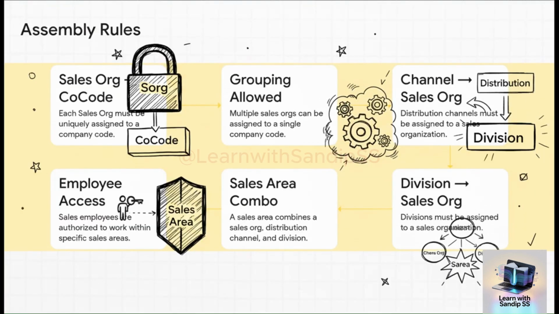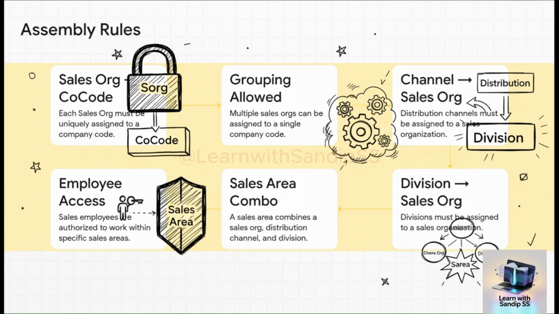Okay, let's walk through these rules step by step. First, every single sales org has to be tied to exactly one company code. That's its legal home base. But a single company code can have multiple sales orgs under its roof. That makes sense. Next, your distribution channels and your divisions, both of them have to be assigned to a sales org. And then, when you put that specific trio together, sales org, channel, division, bam, you get a valid sales area. And that sales area is what the system looks at to decide which employees are actually authorized to sell what and how.